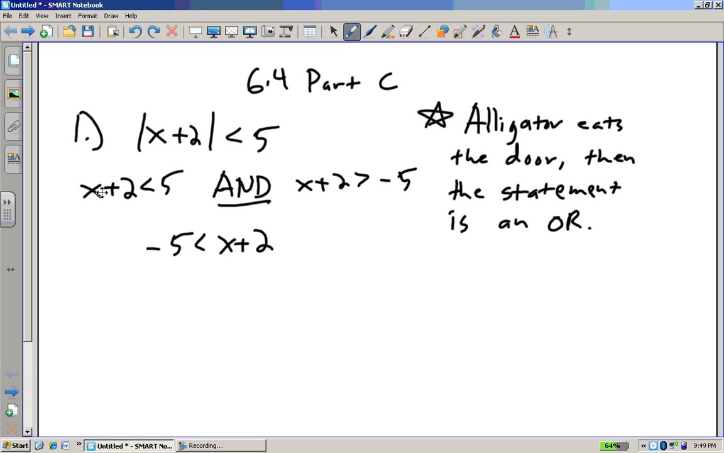And now I can move this over here so that we have x plus 2 is less than 5. You sort of like to think of it as a little choo-choo train. It's all going the same direction here with these inequality symbols. Okay, so now that we have this together, again, if it's an or, we're not going to combine them into one statement. But if it's an and, we can make this and which. Subtract 2 from all three parts. We have negative 7 is less than x is less than 3.